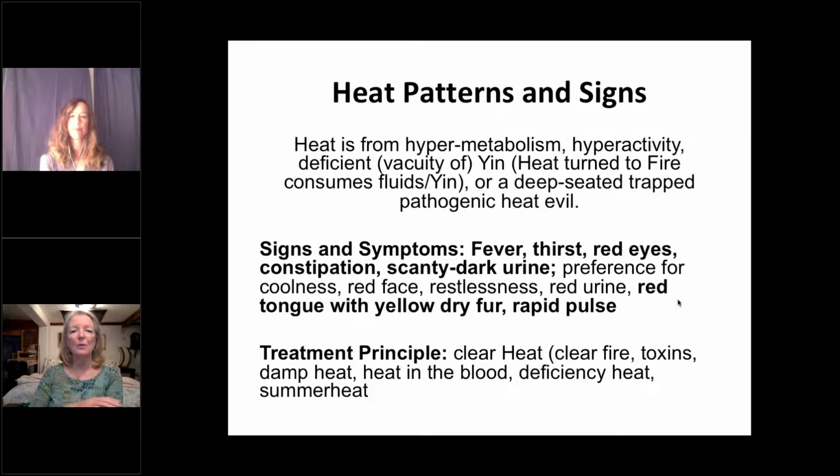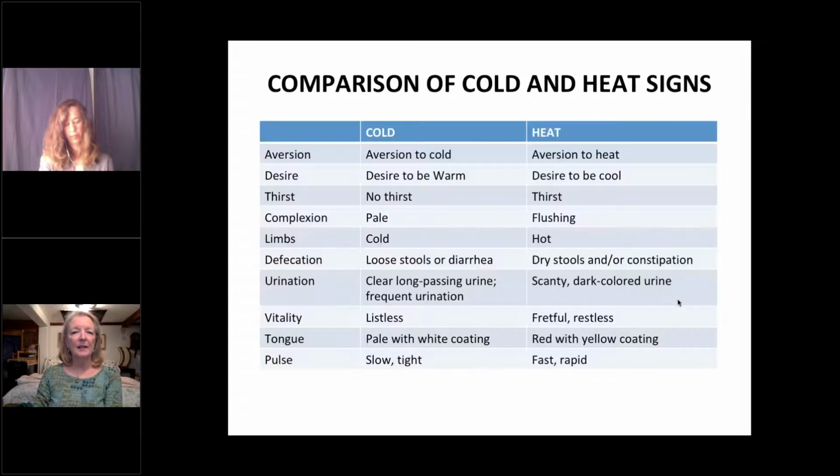Heat patterns. We covered this. Again, the fever, thirst, red eyes, scanty dark urine, completely opposite from the coldness. Red tongue with yellow fur tends to be drier because heat dries up fluids. So any kind of secretions, excretions, or coatings are going to tend toward dryness, unless there's dampness and heat, and then it will be greasy and yellow. A rapid pulse, and we have all those clear heat categories I mentioned before. And oh, here's another chart comparing cold and heat. Boy, I'm really emphasizing this today.